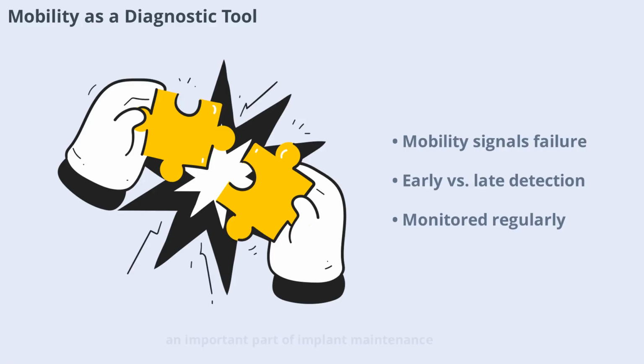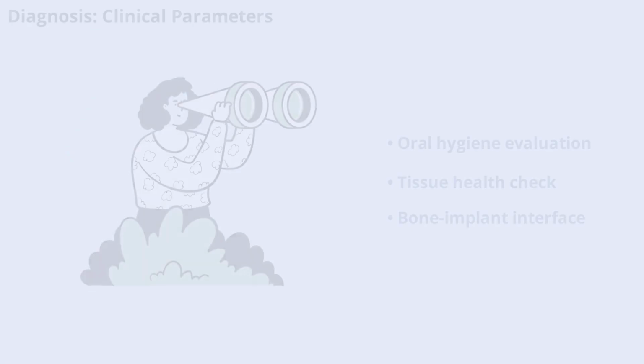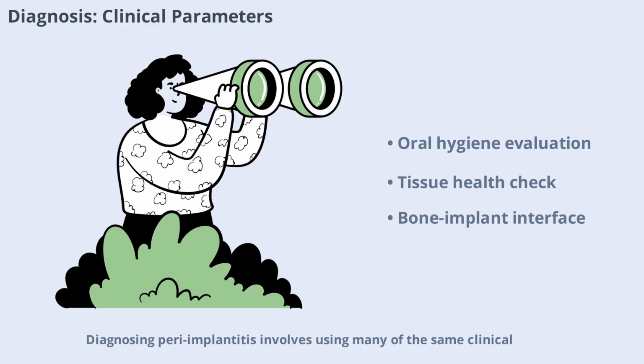Regular monitoring for mobility is an important part of implant maintenance. Diagnosing peri-implantitis involves using many of the same clinical parameters as those used for periodontal disease around natural teeth. Dentists evaluate oral hygiene, the health of the tissues around the implant, and the interface between the bone and the implant. These assessments help determine the presence and severity of peri-implantitis and guide treatment decisions.